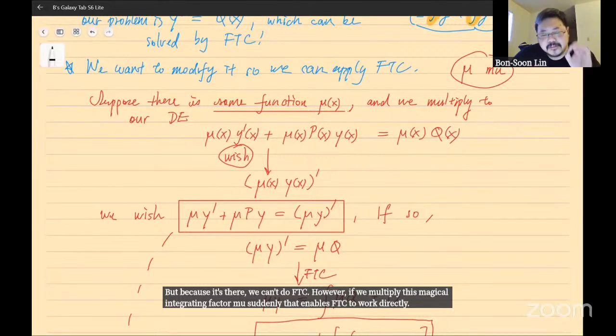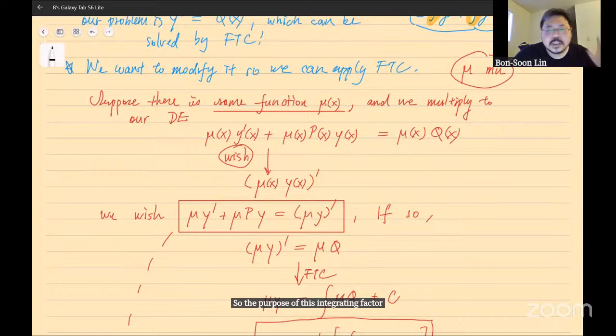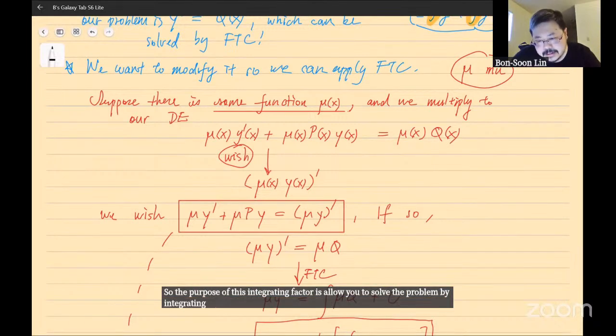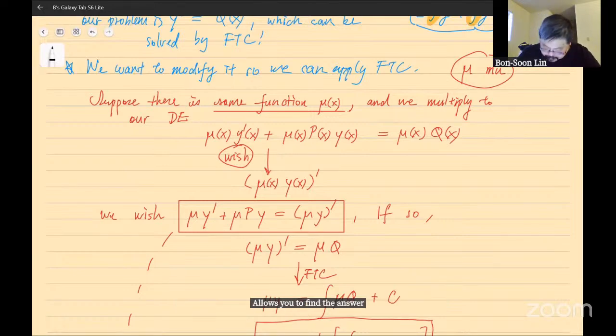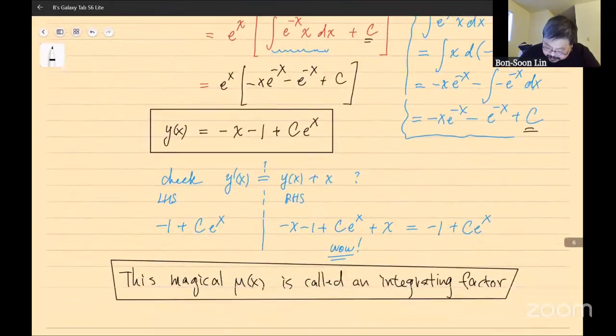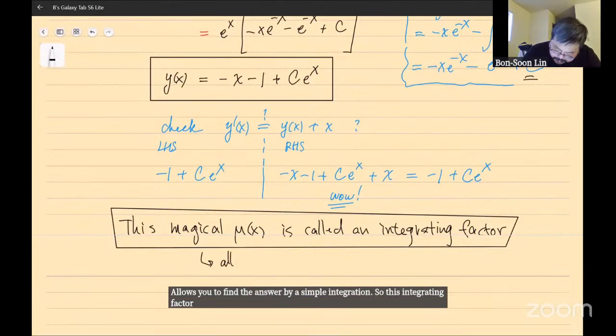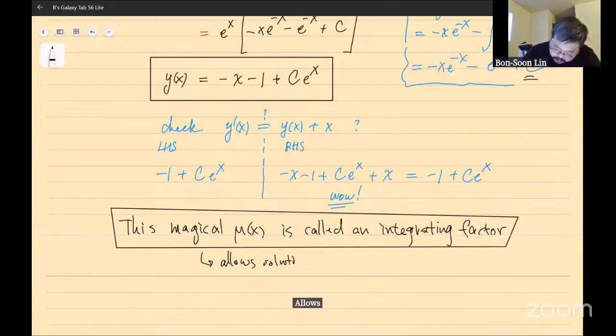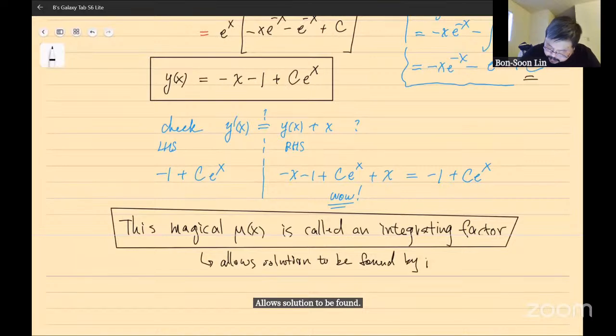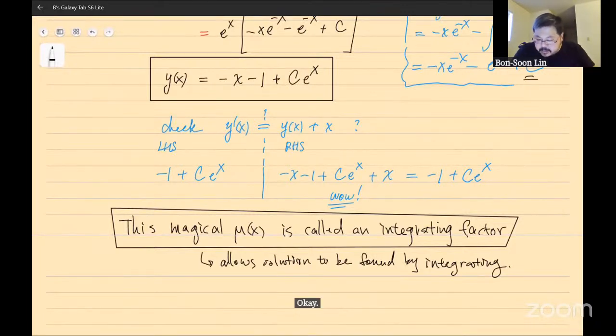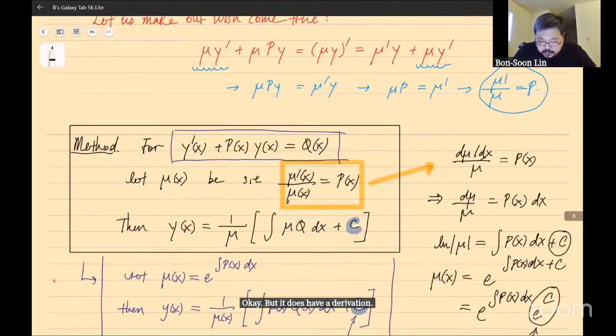So the purpose of this integrating factor is to allow you to solve the problem by integrating at the end. That's why it's called an integrating factor. It's a term where after multiplying it, you can find the answer by a simple integration. So this integrating factor allows the solution to be found by integrating. That's all. But it does have a derivation, which I will ask you to review, how we got there.